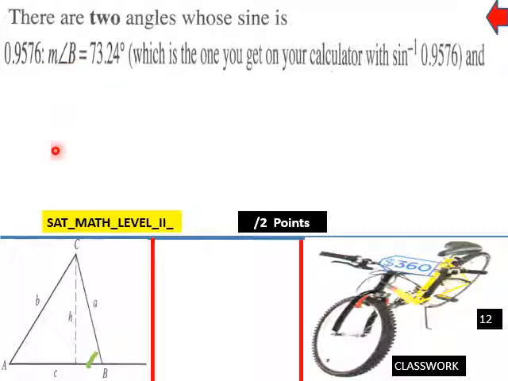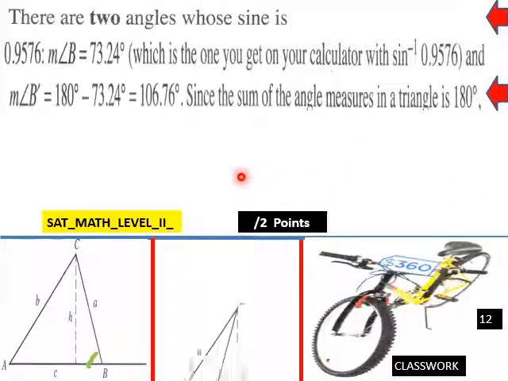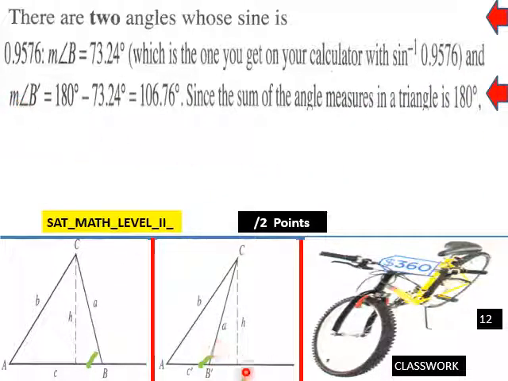The measure of angle B down here will be 73.24, which is the one you get on your calculator when you take the inverse sine of 0.9576. And the measure of angle B tilde, which would be this measure here, would be 180 minus 73.24, to be 106.76. Here's your reference angle here. You take the measure this way and you get 106.76 there.